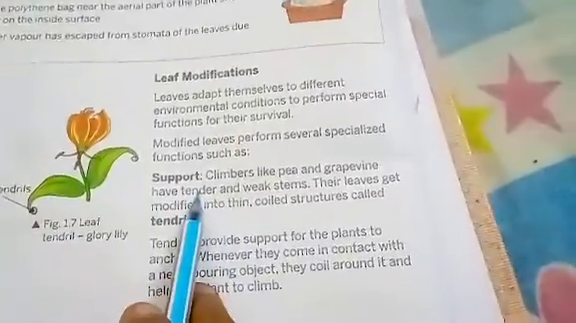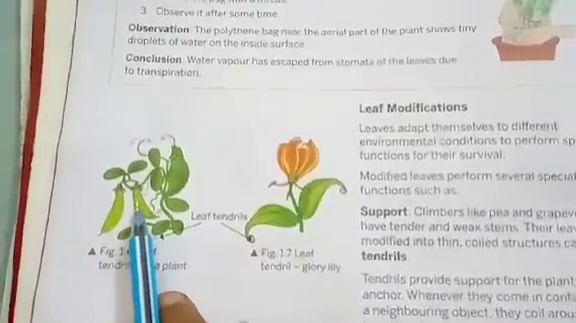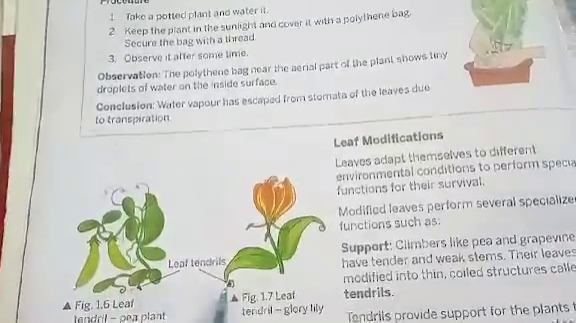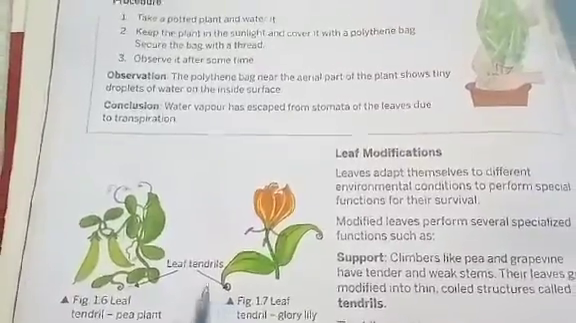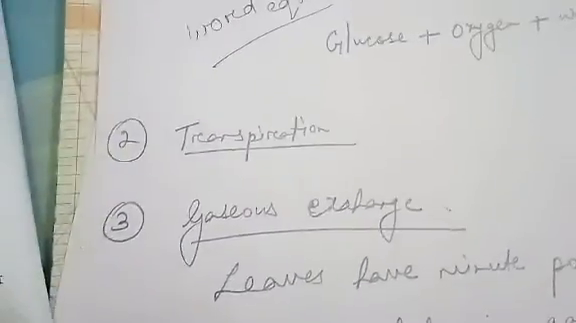For support, you see, climbers, like you have seen in the pea plant or in the cucurbita plant, that is pumpkin plant. You will see that the leaf, you can see these thread like structures. These are called tendrils. The apex of the leaf is modified into thread like structures called tendrils, which hold the support, and which surround the support.